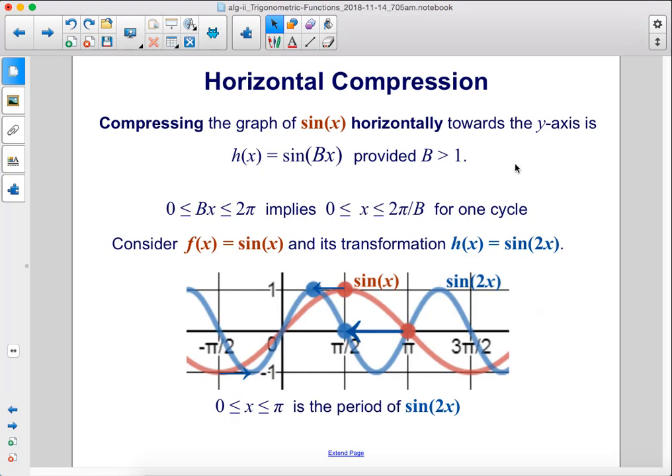Compressing the graph of sine x horizontally towards the y-axis is h of x equals sine of bx, provided b is greater than 1. bx greater than or equal to 0 and less than or equal to 2 pi implies that x is greater than or equal to 0 and less than or equal to 2 pi over b for one cycle. Consider f of x equals sine x and its transformation h of x equals sine of 2x. So here we divide each portion by 2 and we get x is greater than or equal to 0 and less than or equal to pi. That is the period of sine of 2x.